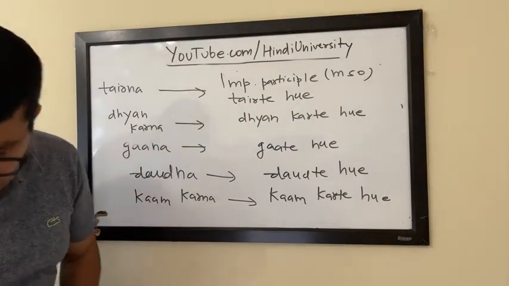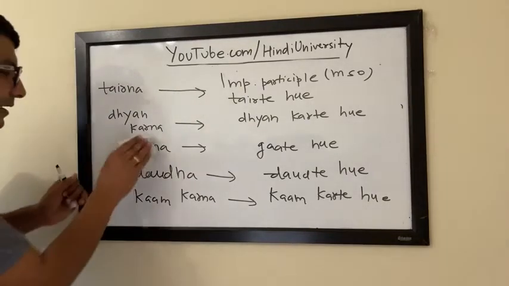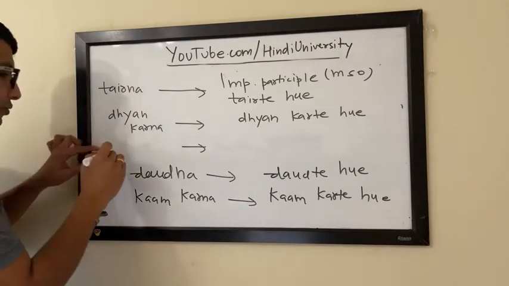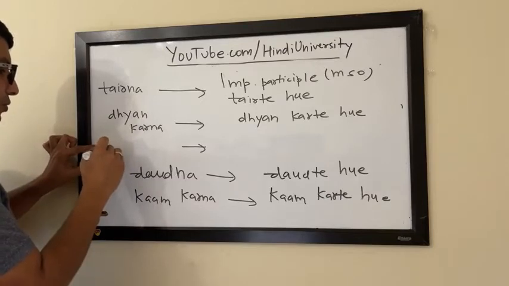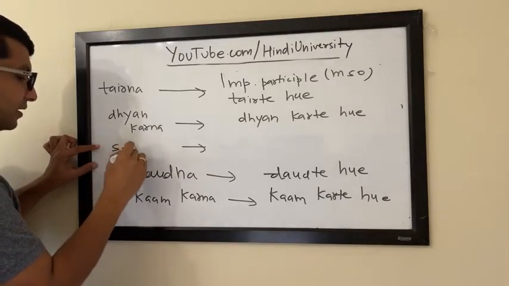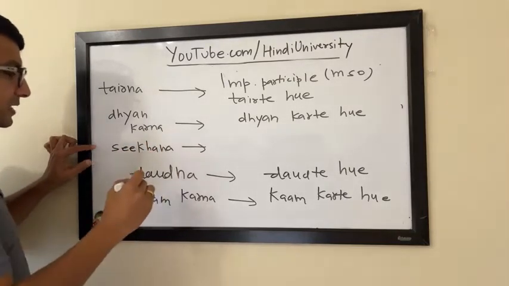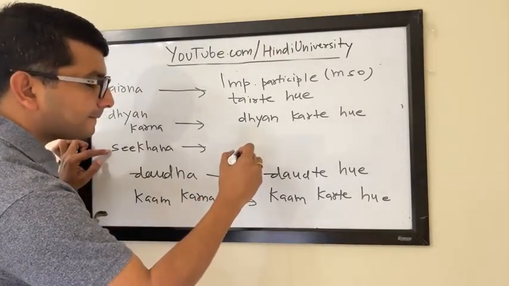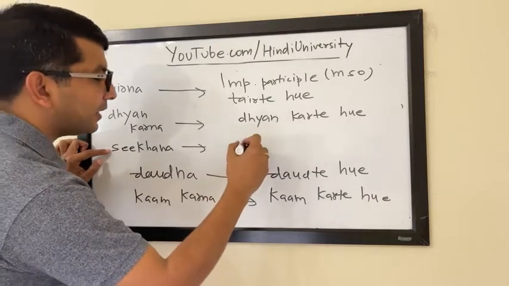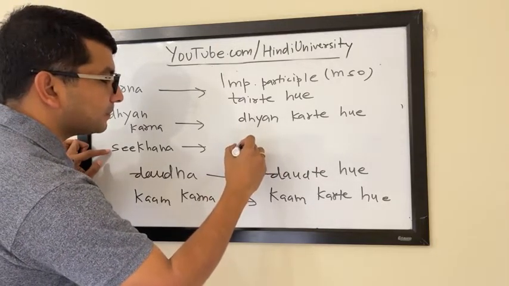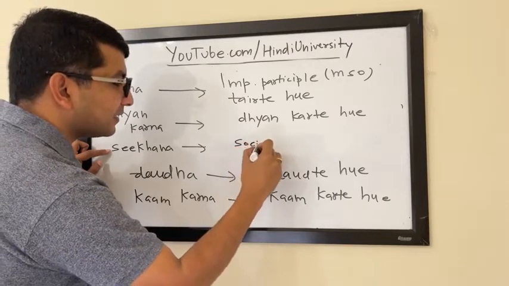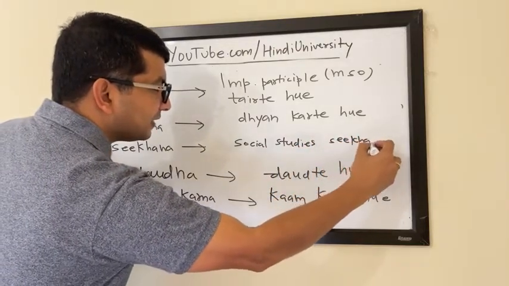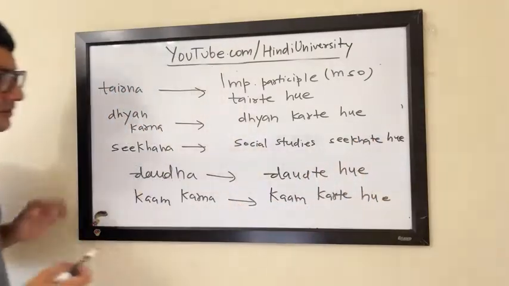Okay, Sharmila ji. Sikhate hue. So what is the verb? Sikhana, which means to teach. To teach is sikhana. Very good. Take a noun, take something. What are you teaching? Social studies sikhate hue. Social studies सिखाते हुए. Okay, awesome.